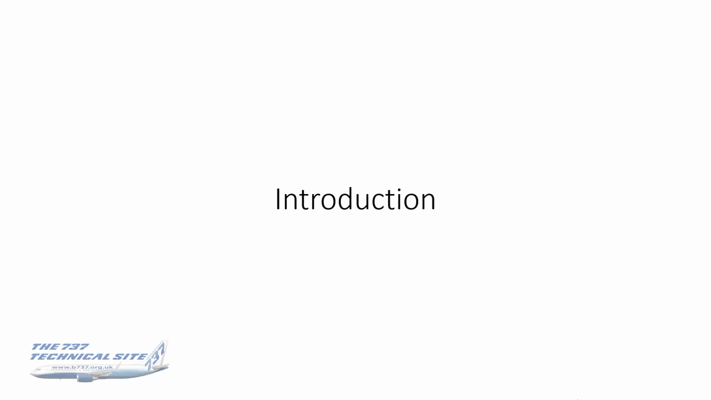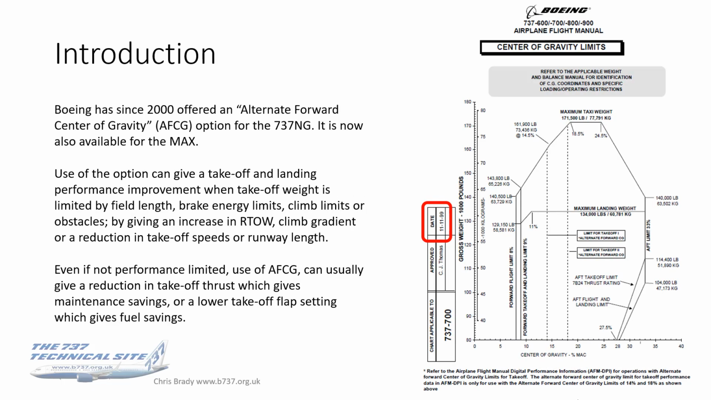Okay, so on to the introduction. This option, the alternate forward C of G option, has been around since 2000. In actual fact, the graphic I've got there is an AFM extract where the envelope was generated in late '99. It started as an option for the 737NG. In fact, it was specifically for the BBJ, and it's now also available for the MAX family as well.